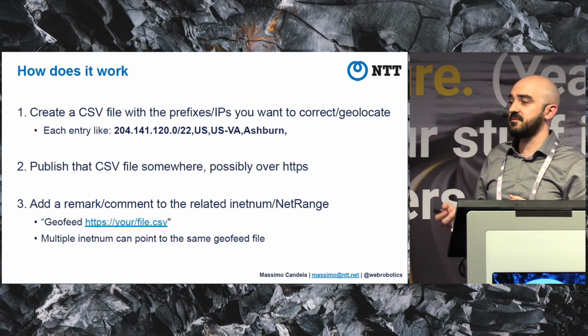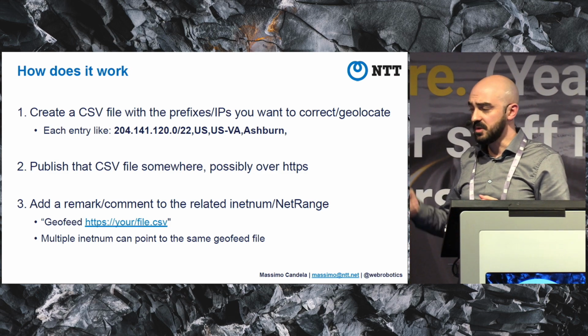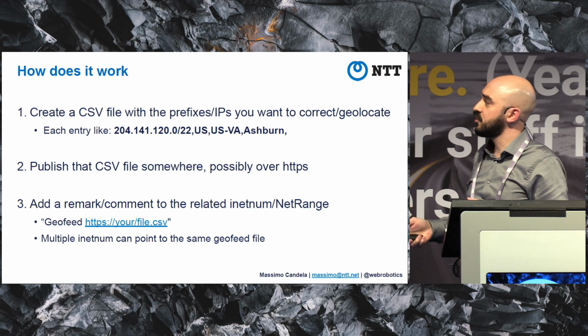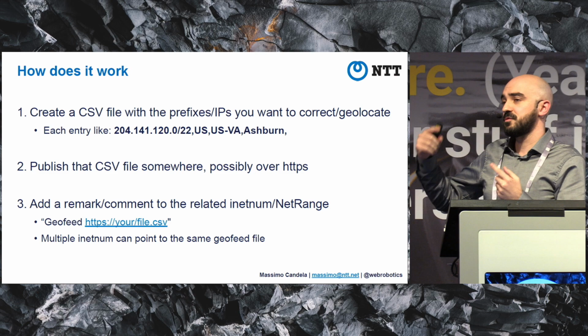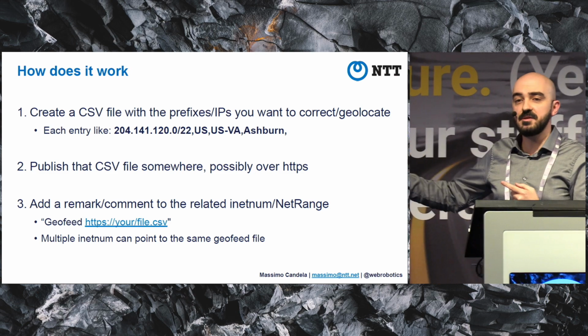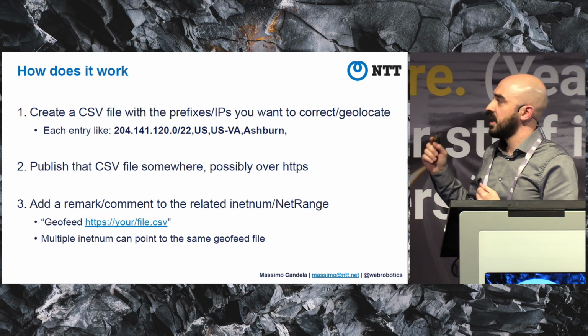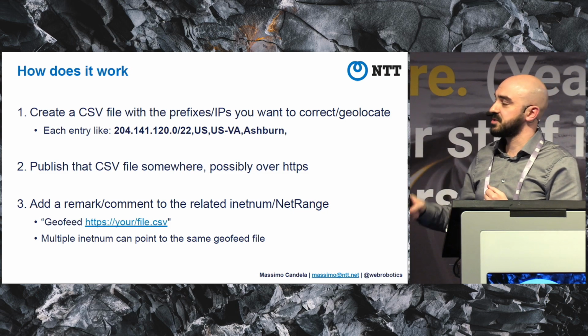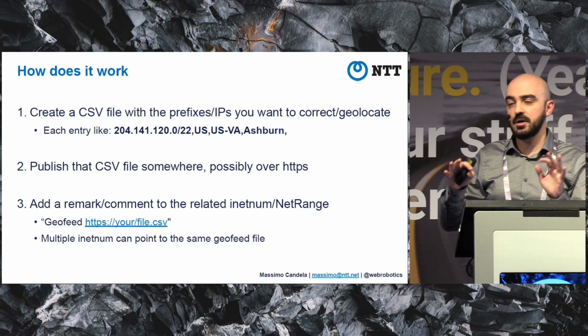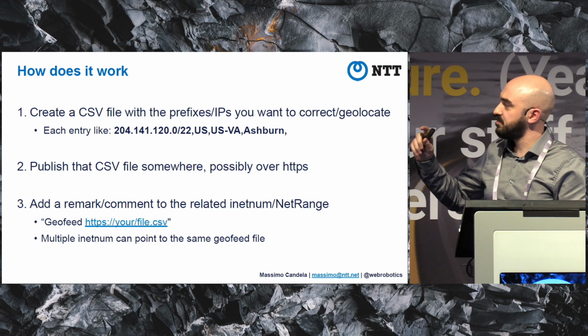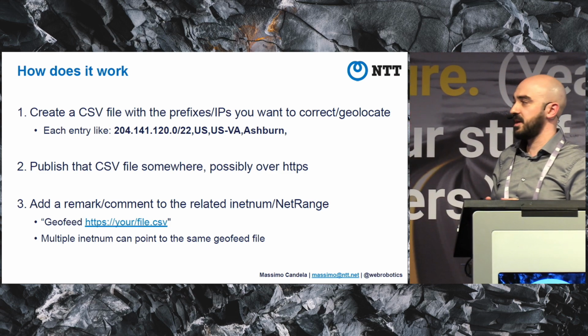You publish this CSV file wherever you want, possibly over HTTPS, and you create a remark. You go in an inetnum. You have to find inetnums that encompass the prefixes that you put in the file. And you put a remark like this: geofeed, with an uppercase G, space, no colon, nothing, and after that you put the HTTPS URL.